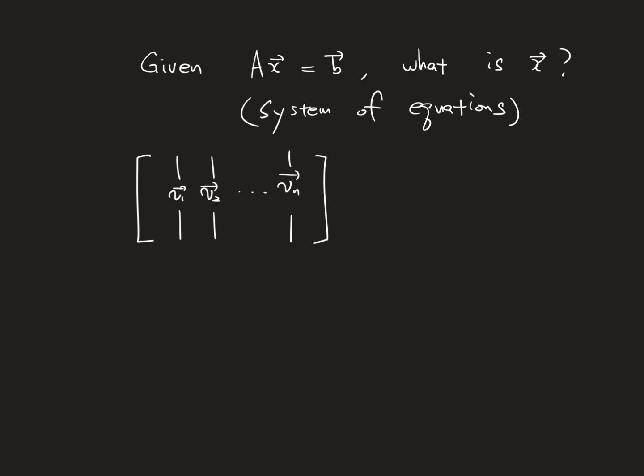And we have n columns in A, and this is matrix A. And the x vector is just x1, x2, and so on, xn. And then this is the b vector. So we want to find the coefficients of this equation. This is called a system of equations.